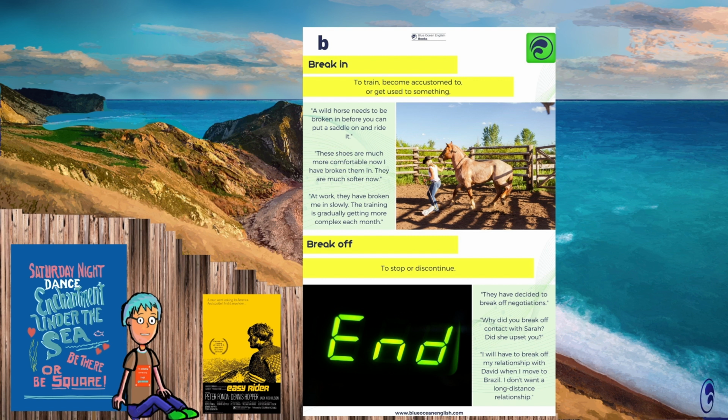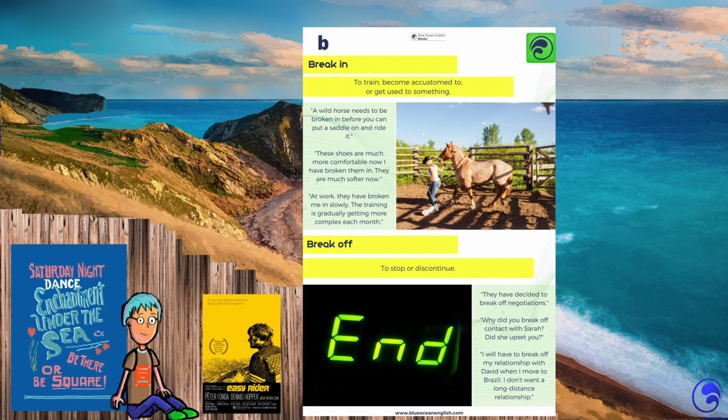The first example, they have decided to break off negotiations. So this means they are stopping negotiations. The second example, why did you break off contact with Sarah? Did she upset you? So here we're talking about somebody who's decided to stop contact with a person, with Sarah.